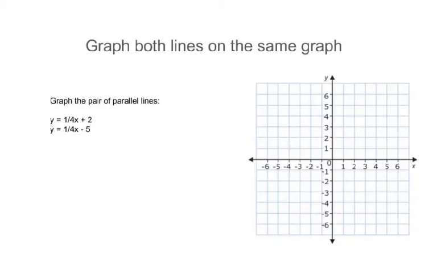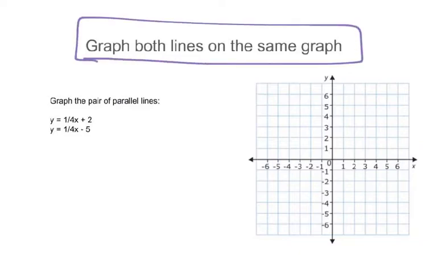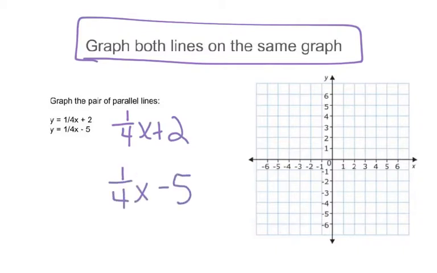Okay. Then you're going to have a couple where you're going to graph them on the same graph. So I'm going to take the first one here, 1/4 x plus 2, and the second one is 1/4 x minus 5. I'm going to make them 2 different colors. The second line, I'm just writing it bigger so you know what I'm doing.